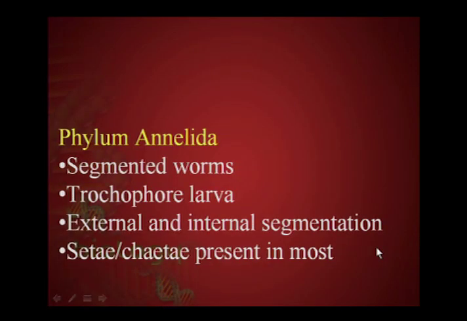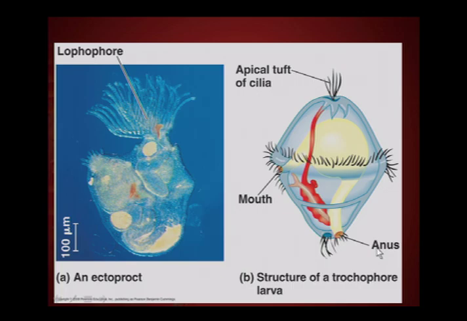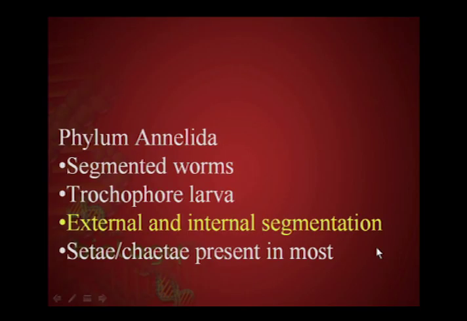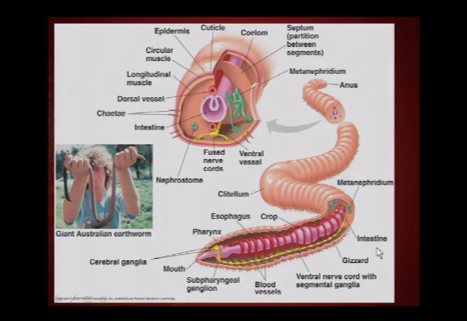Now, the next phylum I want to discuss, still within the infrakingdom Protostomia, are the annelids. The common name for the annelids is the segmented worms. The annelids are close relatives of the mollusks, and they also exhibit that trochophore larva, that swimming larval stage. They also exhibit both external and internal segmentation. Segmentation is something that we see in this group, and we see it in other groups as well.